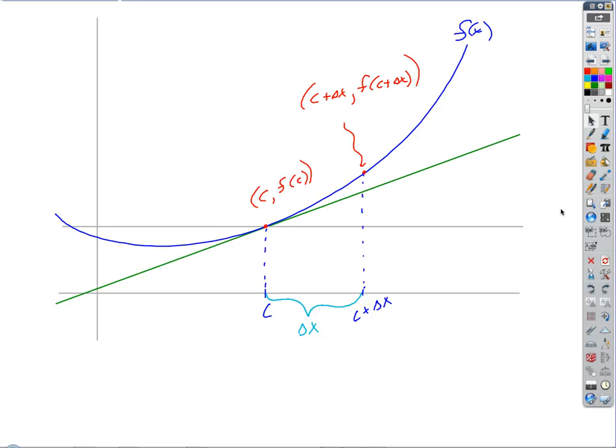Okay, so then I could call this distance right here, from here down to there, delta y, right? So this distance from there down to there is delta y. Okay.